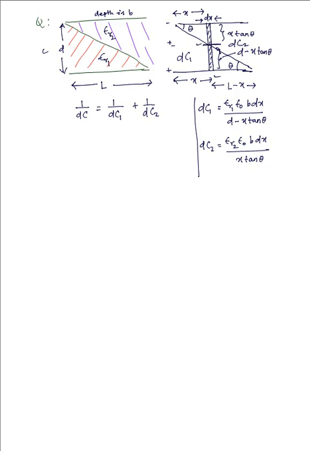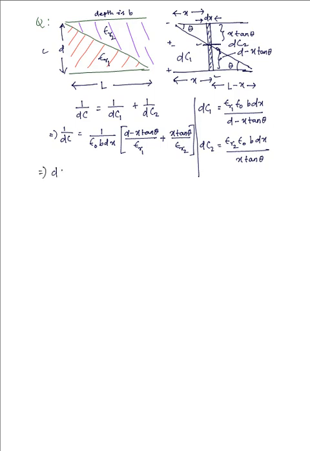So we put these values over here, and what we get is 1 over dC is going to give us, well, we can obviously, in the denominator we have a few common terms, and out of that we have epsilon naught b dx, they can be taken out, because we are taking the reciprocal of them, and for the first one we have d minus x tan theta, and in the denominator we have epsilon r1, plus the other one being equal to x tan theta simply over epsilon r2. So this is going to be the net capacitance, or the reciprocal of the capacitance in this case.